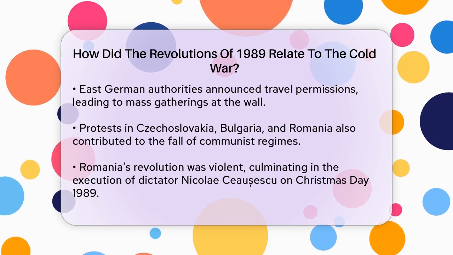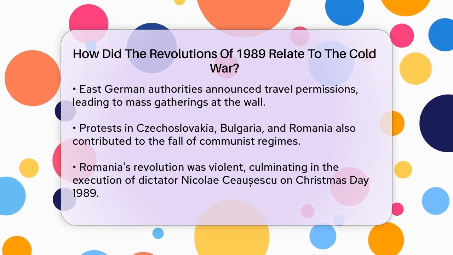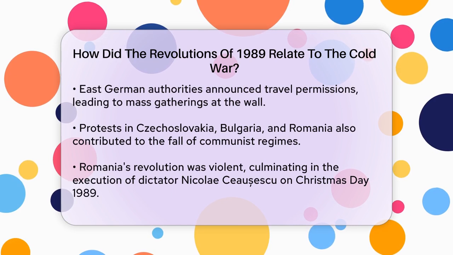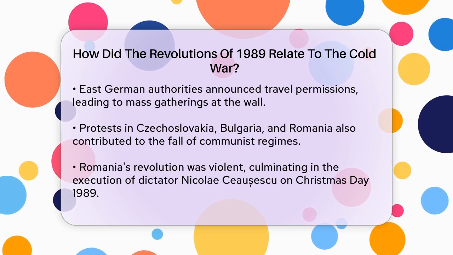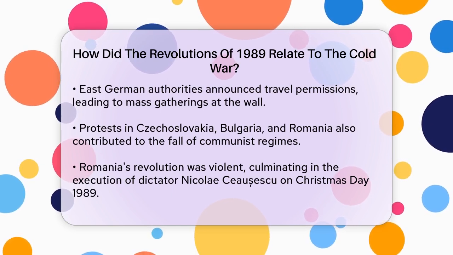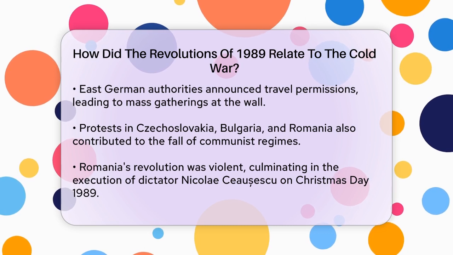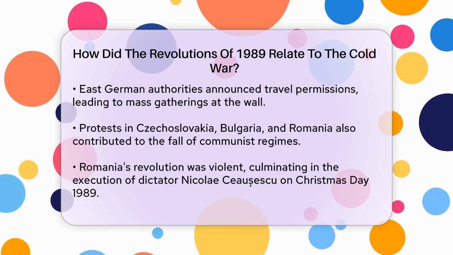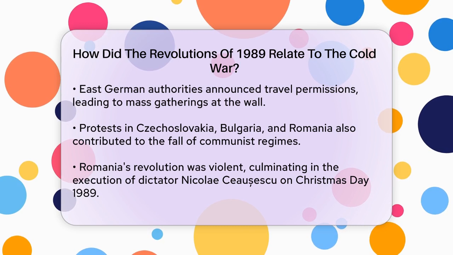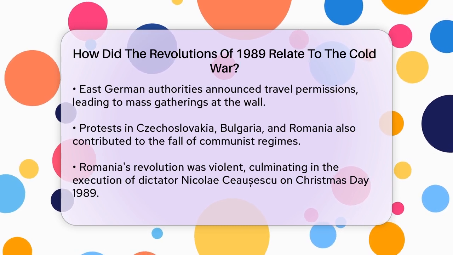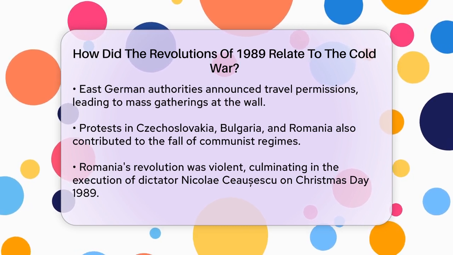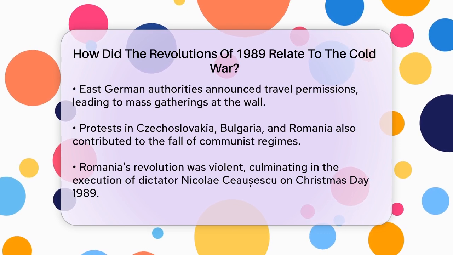These events were not isolated. They were part of a broader movement. In Czechoslovakia, Bulgaria, and Romania, similar protests and reforms led to the overthrow of communist regimes. Romania's revolution was particularly violent, resulting in the execution of its dictator, Nicolae Ceausescu, on Christmas Day 1989.